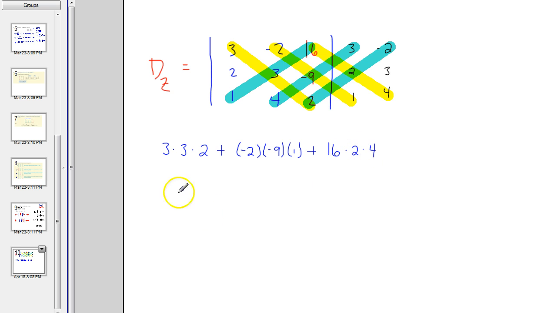Now coming back the other way, in the blue color, that's negative. That's subtract. So minus 16 times 3 times 1. And then minus, this one is a 3 times negative 9 times 4. All right, and this one's also minus because it's in blue. Negative 2, 2, and 2.